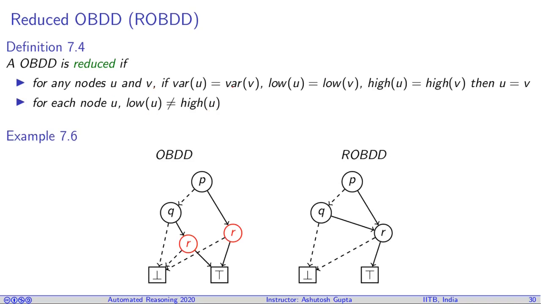So for example, you have an ordered binary decision diagram. In this case, you can see this node and this node both have the same low child and the same high child. Therefore, this is not a reduced ordered binary decision diagram. What you can do is merge these two nodes and obtain one node here, whose low node is false and high node is true, and now this is a reduced binary decision diagram.